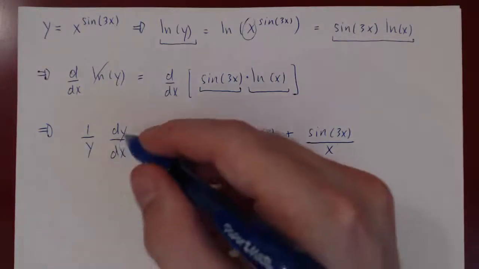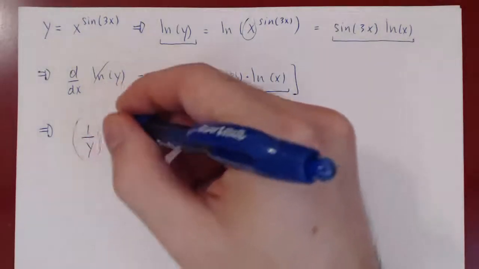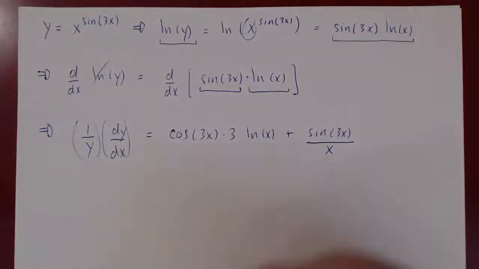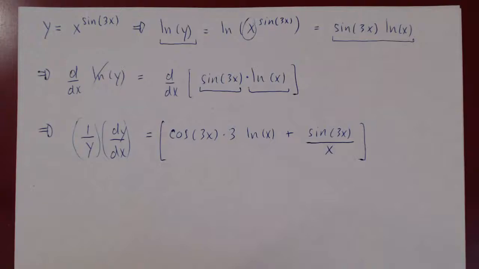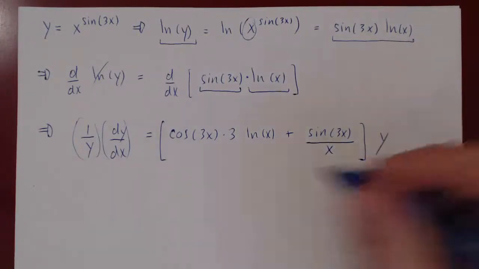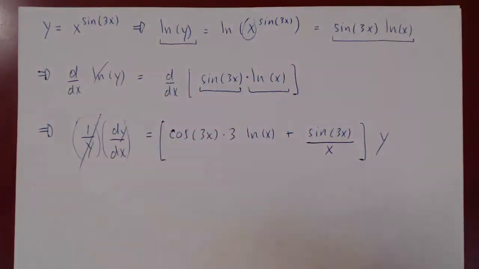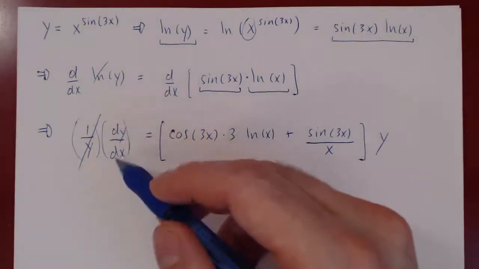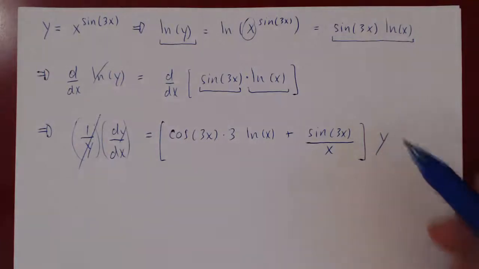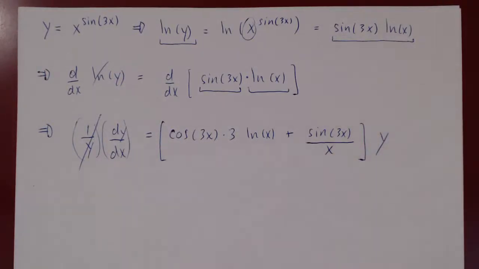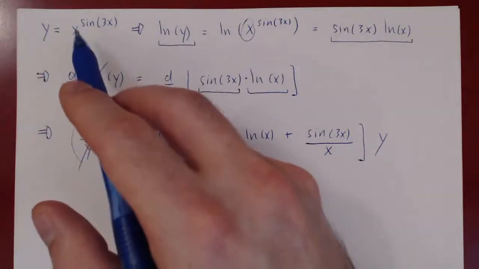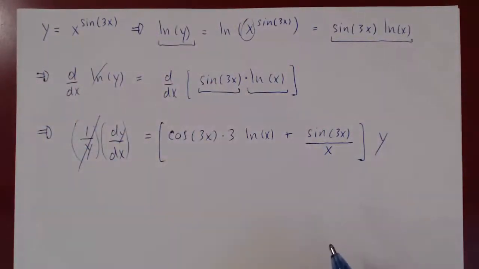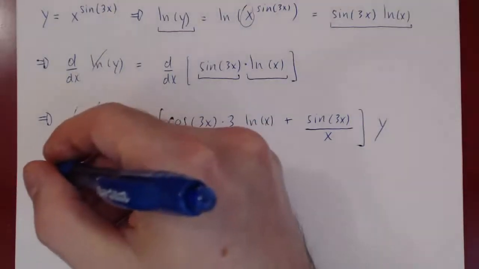And finally, we have our dy over dx, but it's multiplied by 1 over y. So all you have to do now is multiply both sides of the equality by y, and so 1 over y cancels. And as always, whenever possible, we want to express the derivative dy over dx as a function of x only. This will not always be possible, but in this case it is, because y is x to the sine of 3x. So we now have our derivative.